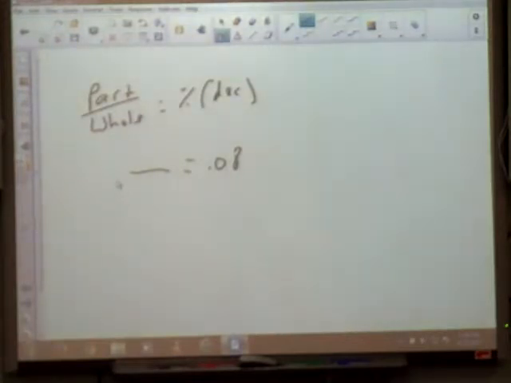Okay, the whole is the $12,000. And then how much does he earn? He's going to earn a part of that, so that's what we don't know. Right? Now, our variable is being divided by 12,000, so what would we do to solve? Multiply. Good job. How much does he earn for selling that car? $960.